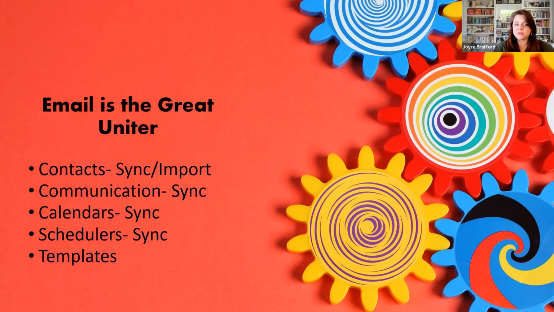Syncing your contacts across devices, syncing communication across your devices, syncing your calendars across devices, having a scheduler that's built into Outlook or that connects or syncs with Outlook that then works across your devices, and then templates. If you do one of those 5 things, you're going to drive more productivity from your email than you have right now.